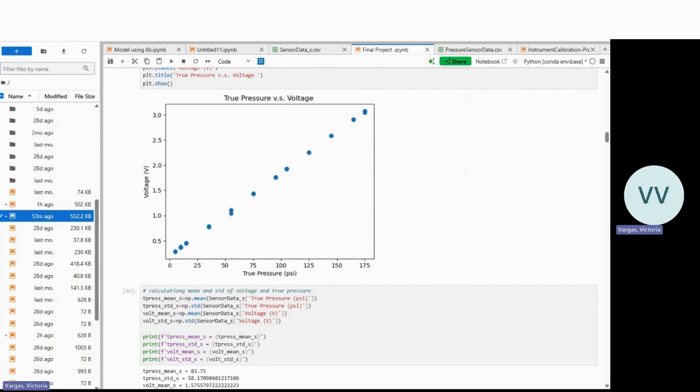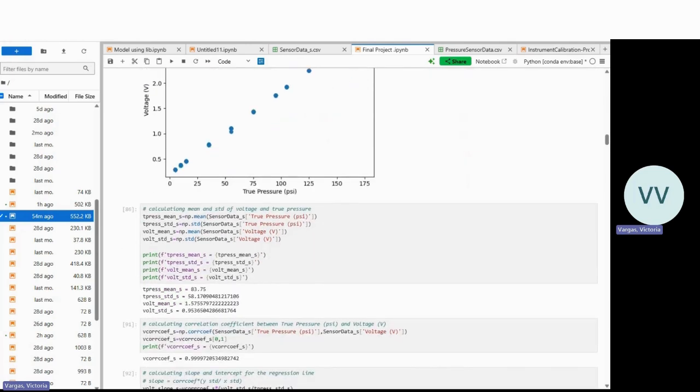The next thing she did was build code that manually builds a linear regression model to predict voltage from true pressure. Again, this is without using machine learning libraries. The first thing she did was calculate the mean and standard deviation of both variables, and then compute the correlation coefficient between them.